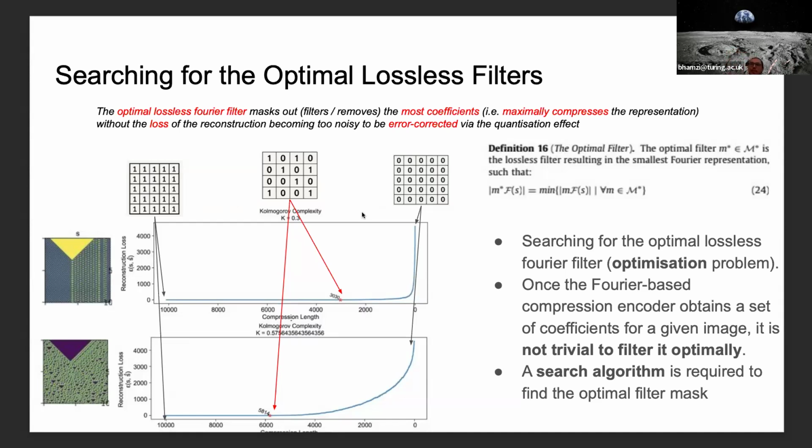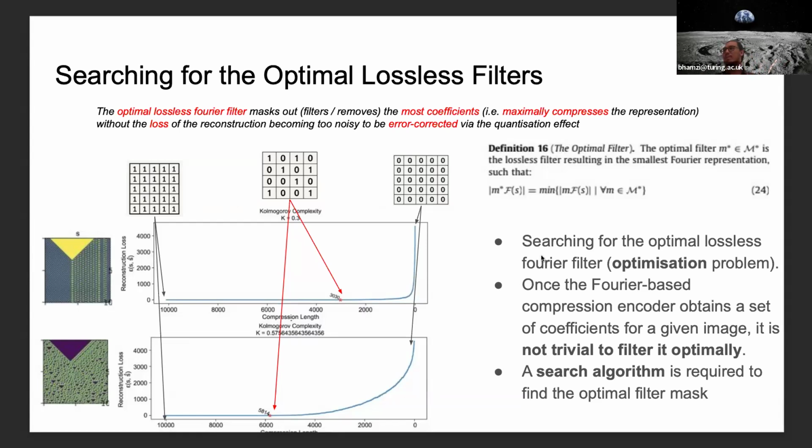And that will vary dependent on the specific input itself. For simpler ones, you can filter out more coefficients, and it will not be too noisy to retrieve the original. For more complex ones, that's less so the case, and it ends up being that the size of the mask itself is almost parallel to the size of the representation. And so, yeah, this is actually an optimization problem. This is the part where you have to search for the optimal filter.